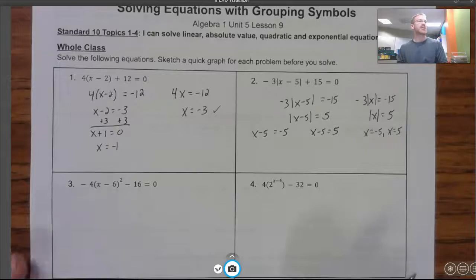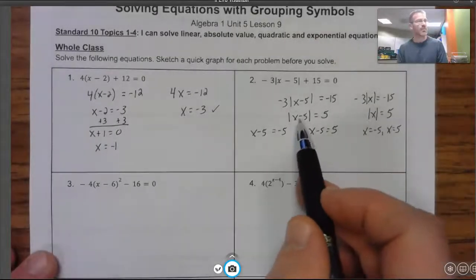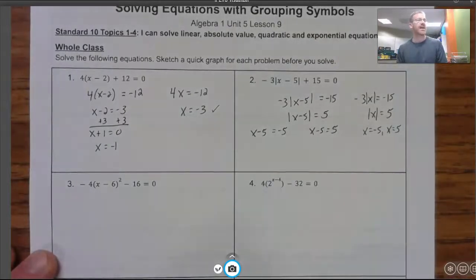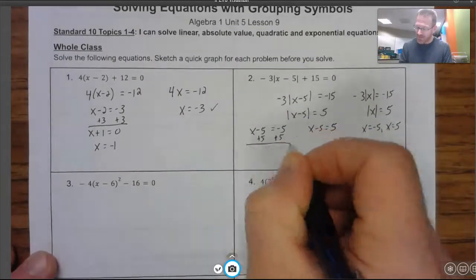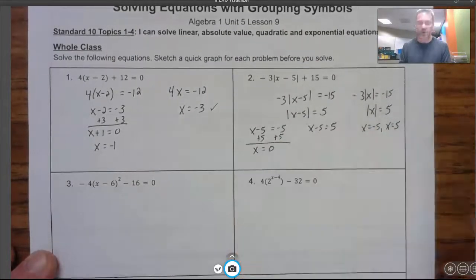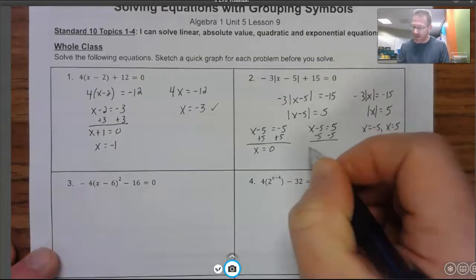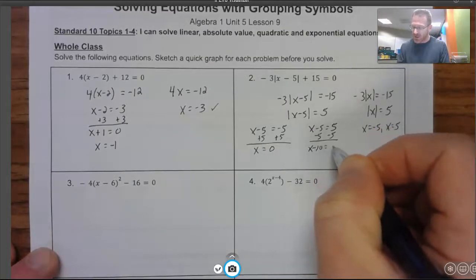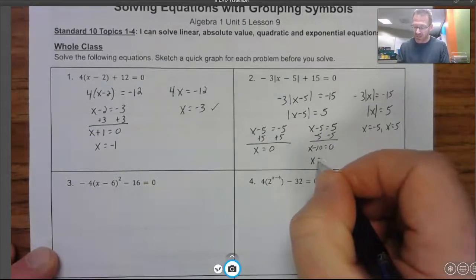All right, so that's the additional step now. We have more inside our grouping symbol, so we're going to have additional steps to find those values. So I'm going to add 5 and add 5, get it equal to 0, and I get x is equal to 0 for my first solution. I'm going to subtract 5 and subtract 5, and I get x minus 10 is equal to 0, which tells me that x has to be 10, because 10 minus 10 is 0.